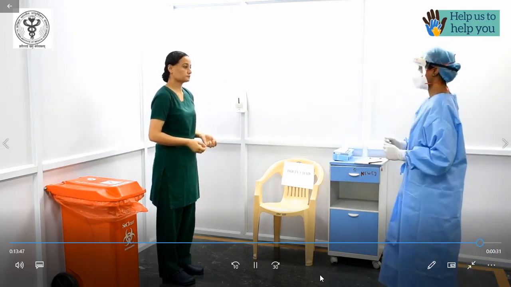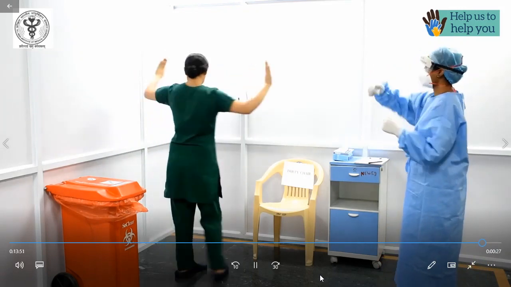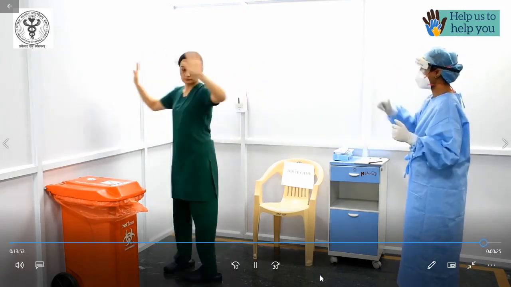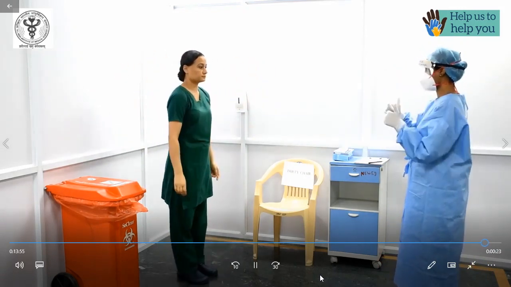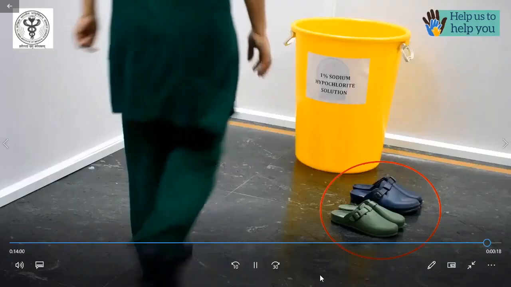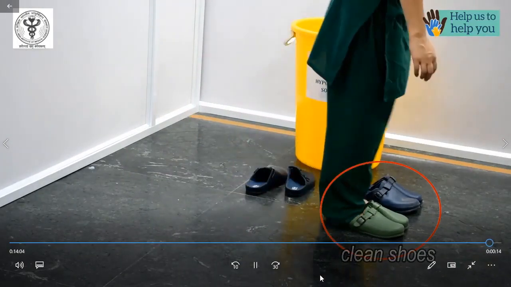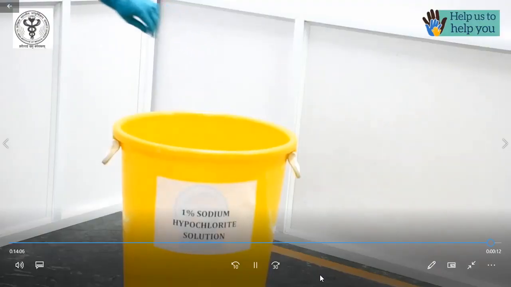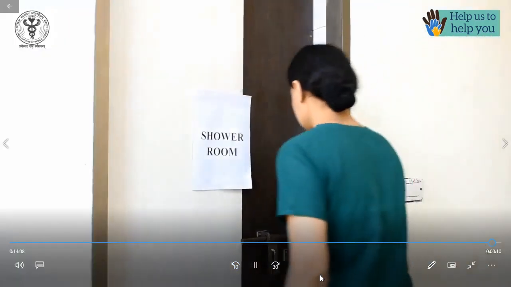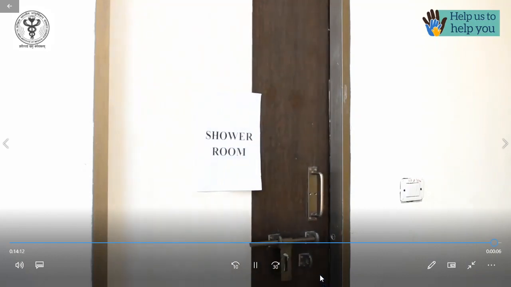Turn around and let the infection control nurse inspect your scrubs for any tear or contamination. Before shower, change into a fresh pair of footwear and immerse the used pair into 1% sodium hypochlorite solution. Now, the healthcare worker will take a head-to-toe shower and put on new scrubs before leaving the COVID unit.